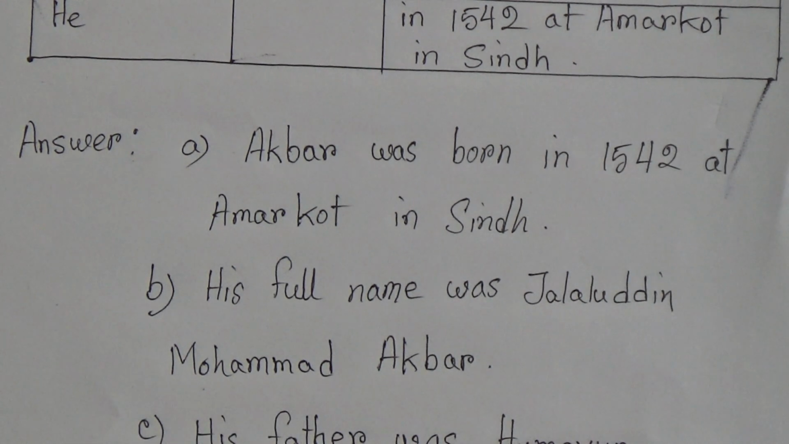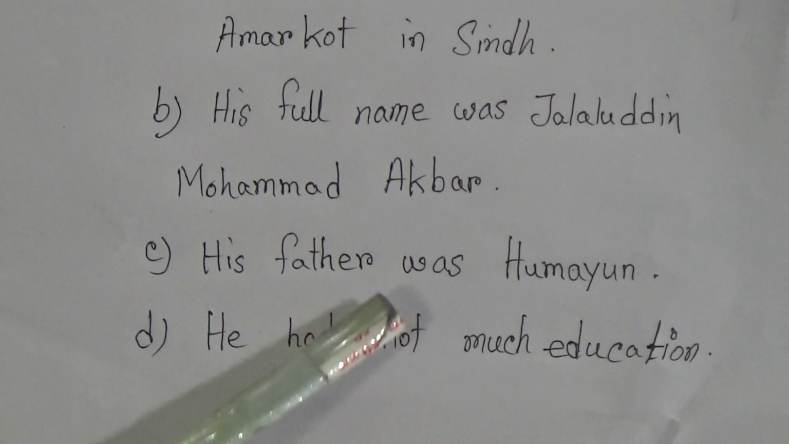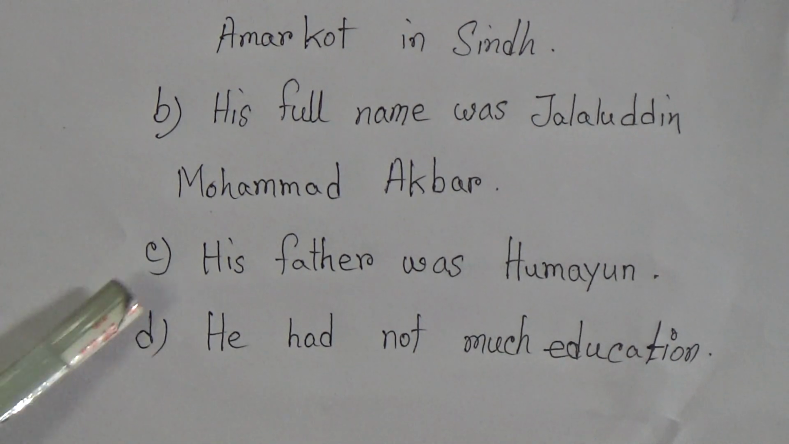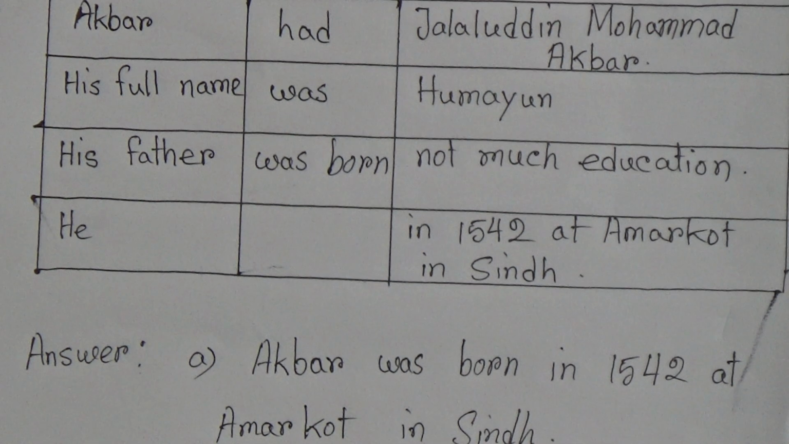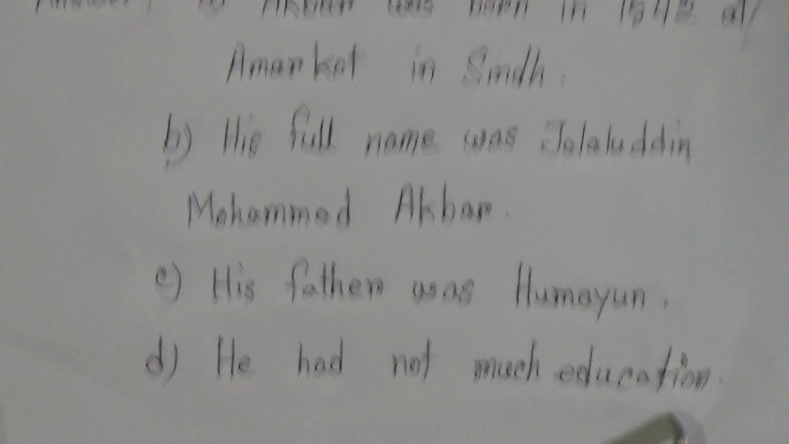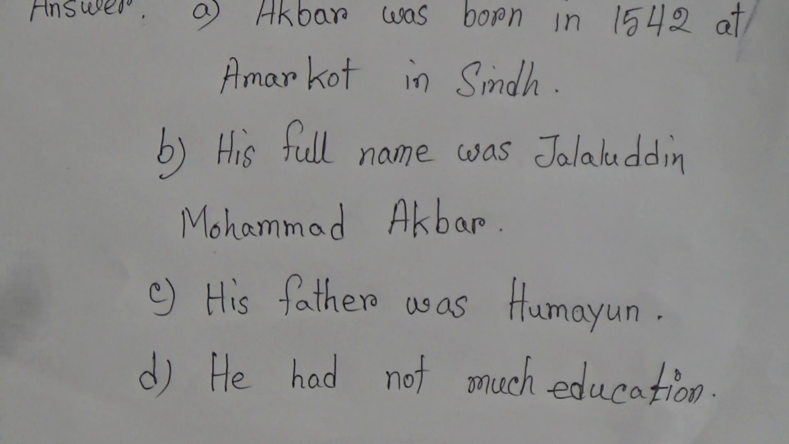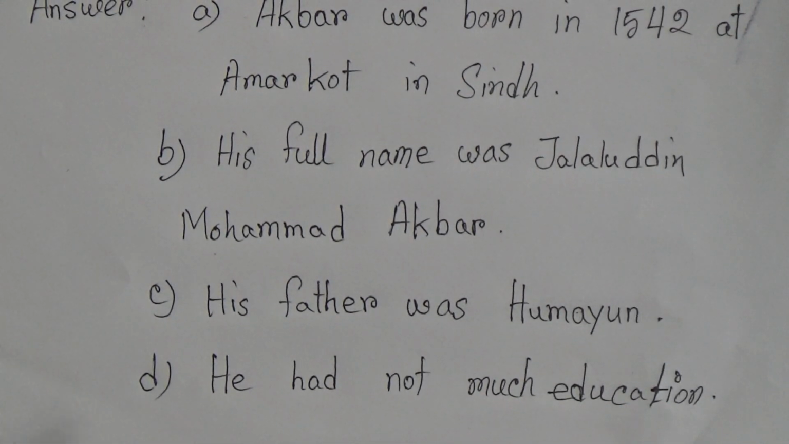Then number C, his father was Humayun. Look, his father was Humayun. You have to arrange the verbs or auxiliary verbs according to the subject. Then the last sentence, he had not much education. So these are the 4 sentences out of this table.